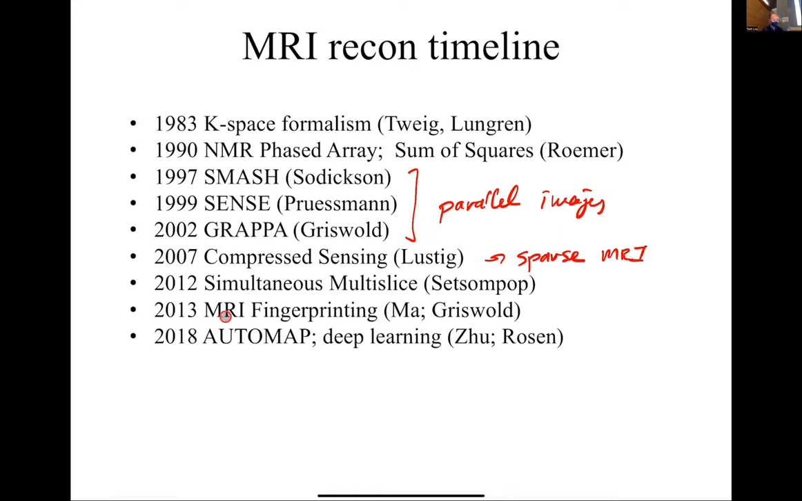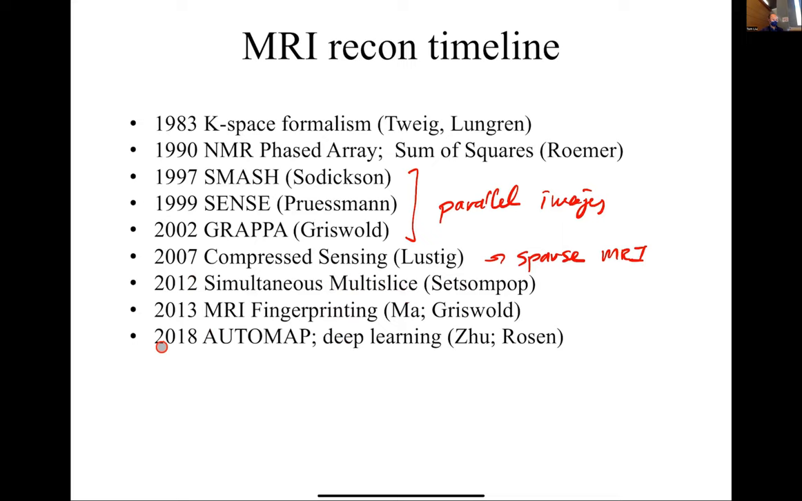There've been other developments, like simultaneous multi-slice and MRI fingerprinting. We won't really get into those today. Simultaneous multi-slice is sort of an extension of parallel imaging, and fingerprinting is completely different, where you don't even make the images. But then the next major revolution came just within the last 5 years.